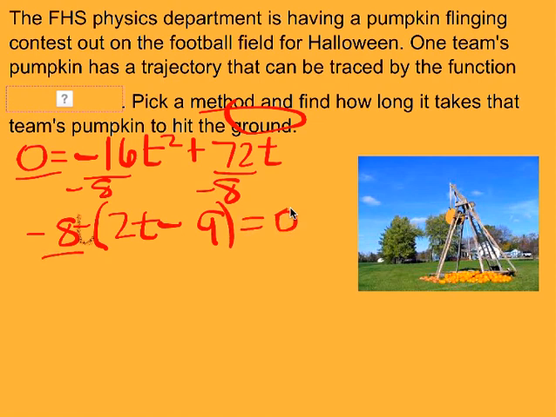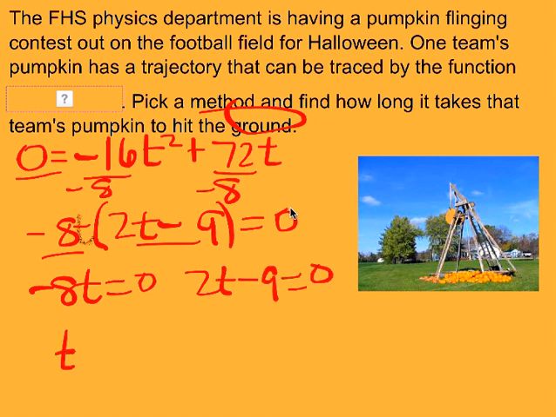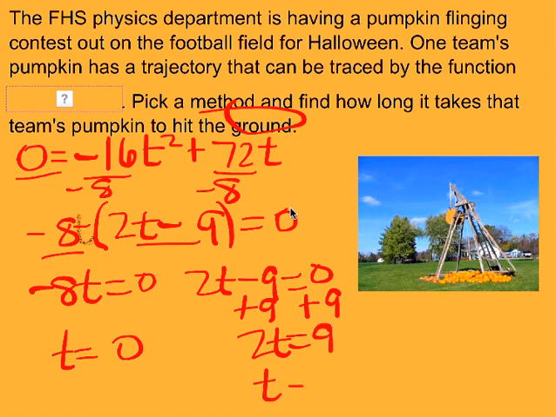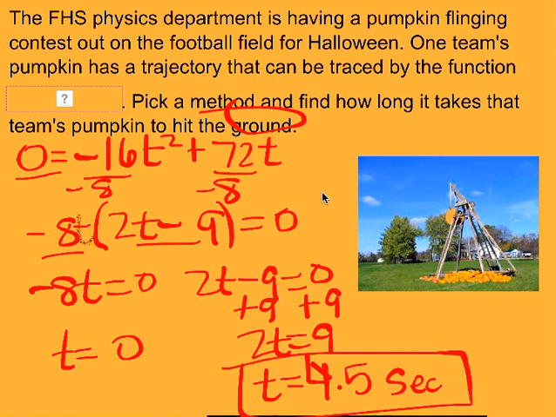Now since I just have t to the first power in both of these, I can actually set each of these equations equal to 0. So here, dividing both sides by a negative 8, I just end up with 0. Here, adding 9 to both sides to start off with, I end up getting that 2t is equal to 9, and then I'm going to divide both sides by 2, and I end up getting 4.5. Now that 4.5 represents our number of seconds, so since it's a word problem, I want to make sure I label it seconds.